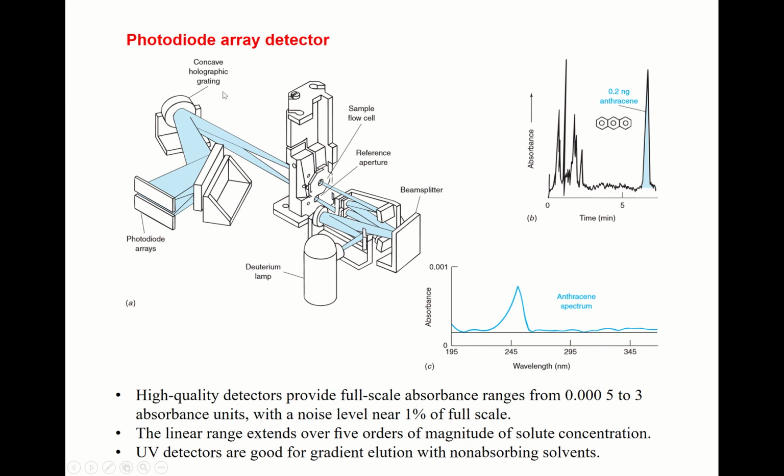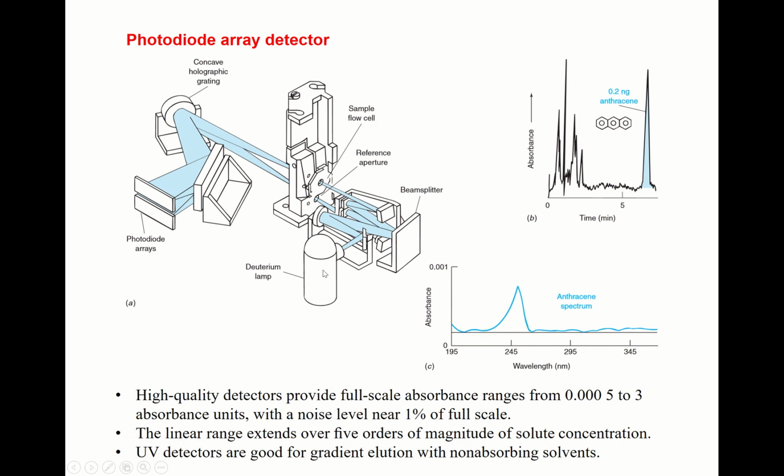And the other detector is a photodiode array detector. Photodiode means that some diodes are very sensitive to light. Here, look at that. This is a sample flow cell. This structure is the same as a UV-visible absorption spectrometer. Here is a photodiode array, and the light source here is a deuterium lamp. Deuterium lamp generates broad, continuous UV light.